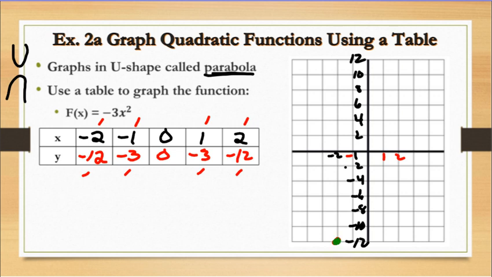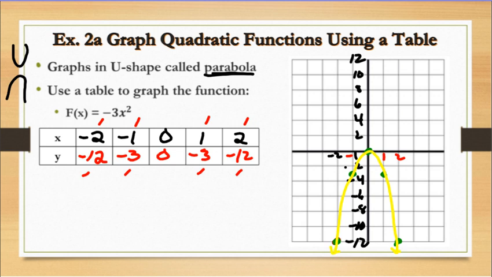We got -1 and -3. That would be here. 0, 0 would be here. 1 and -3 would be here. And then 2, -12 would be down here. So you can already see where my parabola is going to be. It comes up, once it hits the 0, 0, then it comes back down.